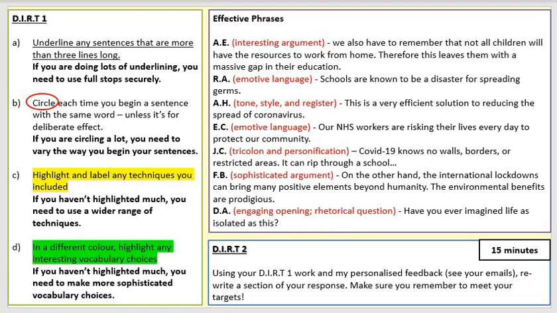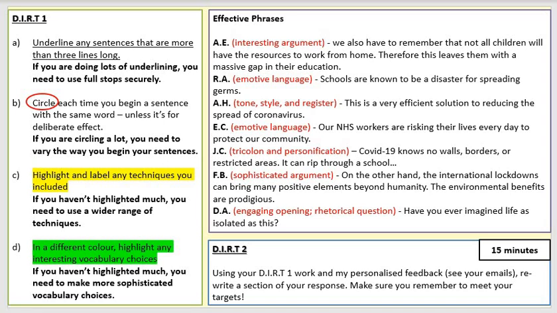So the first thing you're going to be doing in today's lesson is the dirt work. And the first thing I would like you to do is to reflect on your own piece of writing. So if you don't have that already, can you please get out the work that you did on the letter?